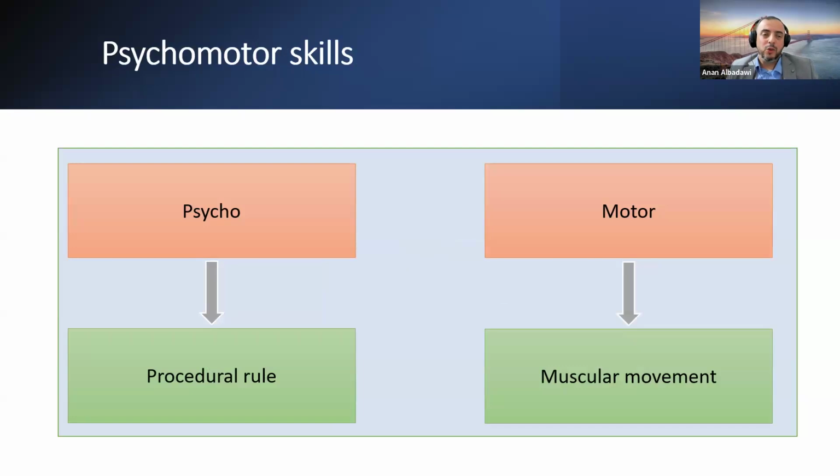So what do we mean by psychomotor skills? If we break it down, in fact, there are two words. Psycho is related to the procedural rules. Procedural rules mean first we start with hand washing, then identification of the patient, preparing equipment, and so on. Motor is the learning of a new muscular movement. That's why it's called psychomotor skills. So when we learn a new skill, actually, we are learning both the procedural rule and also a new muscular movement.